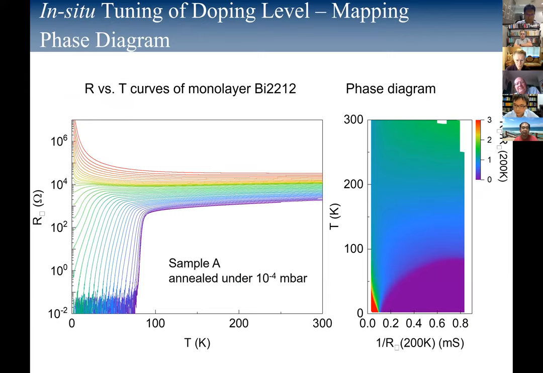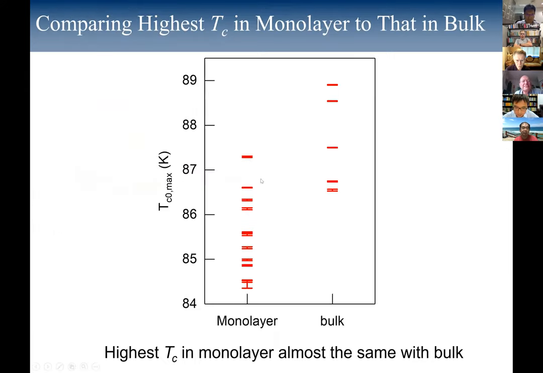Once we do that, here's the monolayer Tc on the left, and on the right is the Tc of the optimally doped bulk. You see there's a spread for the bulk Tc because this material is not exactly homogeneous. But the highest Tc of the monolayer, which represents the best monolayer sample, is already within the range of the bulk Tc. So from this, we conclude that the highest Tc of the monolayer is almost the same as in the bulk, within the uncertainty in our experiment.